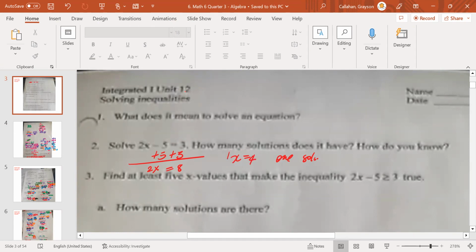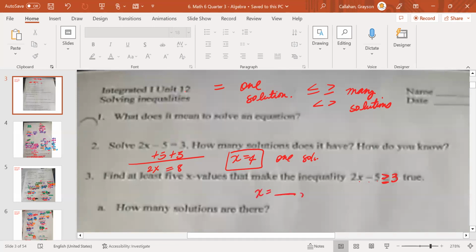With inequalities, whenever you do like this and this, or this and this, there are many solutions, okay? If it's an equal sign, it's generally one solution. Do you see the difference there? Okay. Find at least 5 x values that make this inequality true. So it's saying 2x minus 5 is greater than or equal to 3, right? So what can x equal to make that true? I need 5 of them. Can you come up with one right now? What will be the easiest one to use?